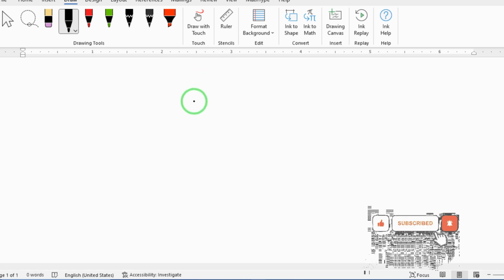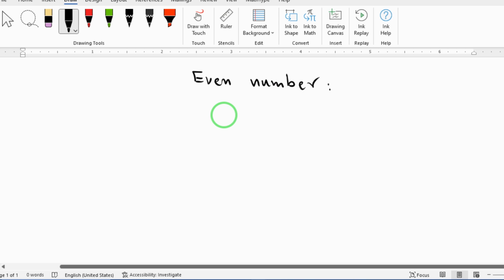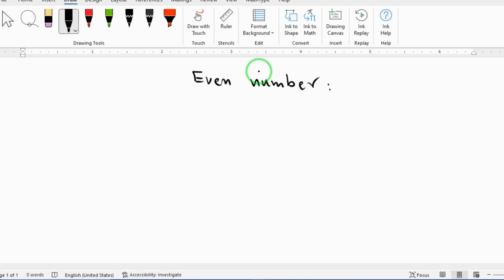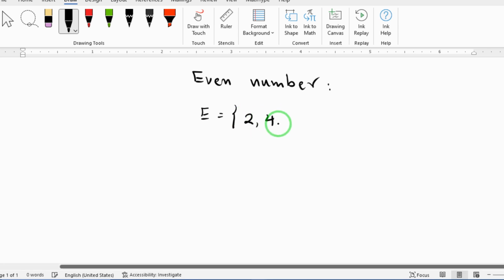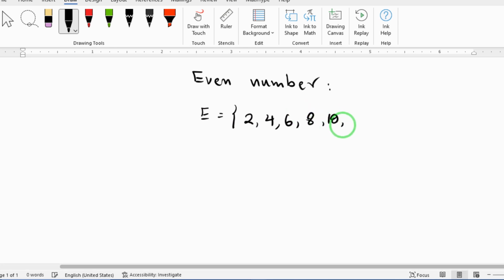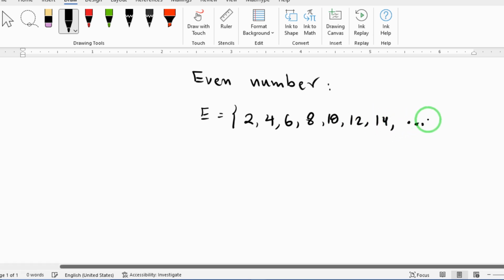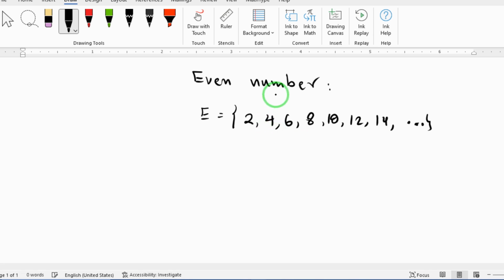Next we have even number. What is even number? Even numbers are those numbers that are divisible by 2, or can be divided by 2 exactly. If we denote the set by E, it is like 2, 4, 6, 8, 10, 12, 14, and so on. These numbers are called even numbers.